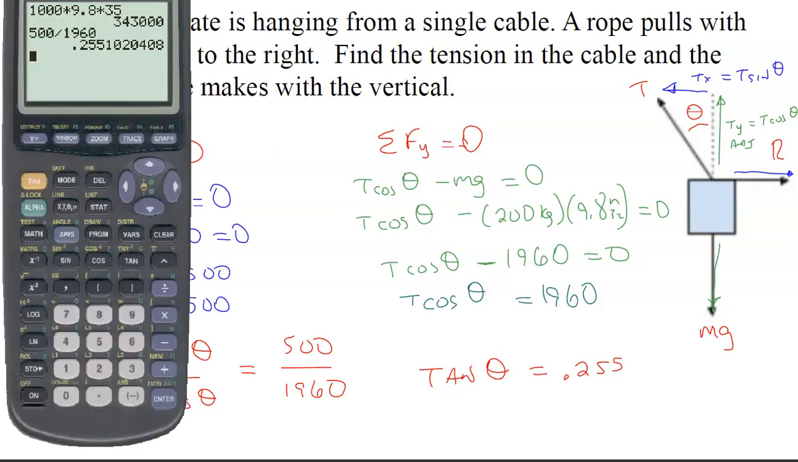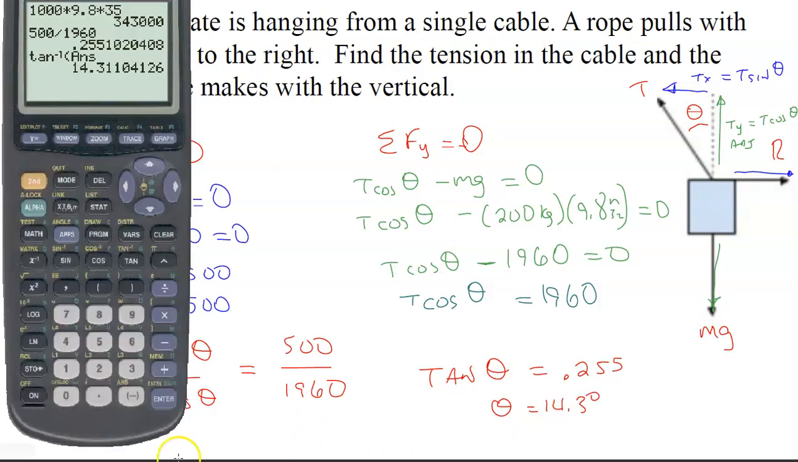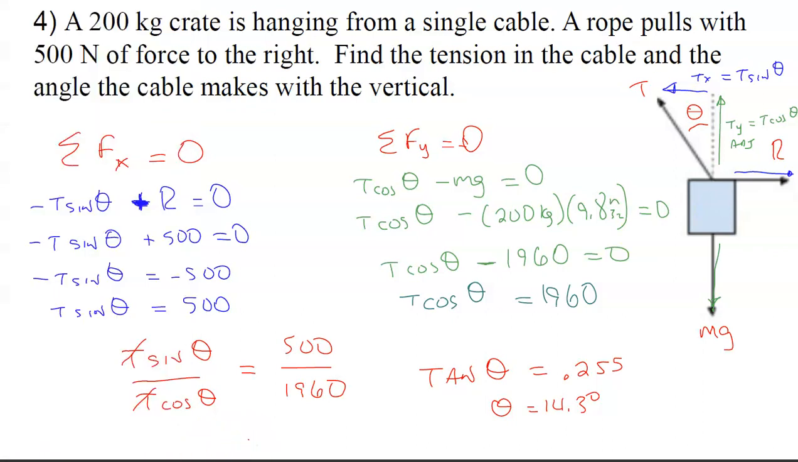If I do the arctangent of that answer, it is going to be a 14-degree angle. Theta equals 14.3 degrees. I think I got my decimal right. Okay. So that is this angle right here, and that's one of the things they wanted us to find. They also wanted the tension here in the line. So now that I know one of these things, I could take this and plug it back in either here or way over here and solve for t. Doesn't matter which one.